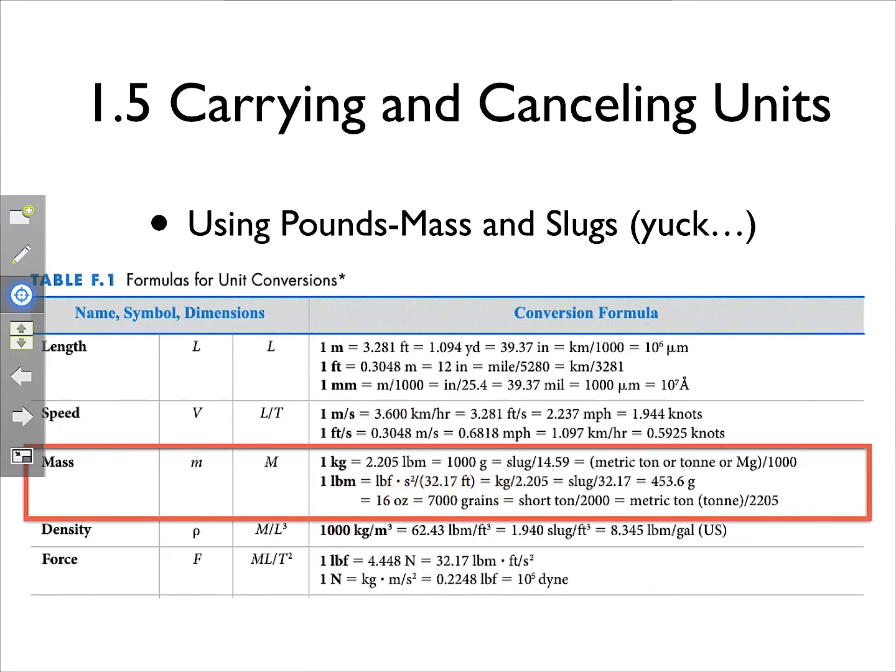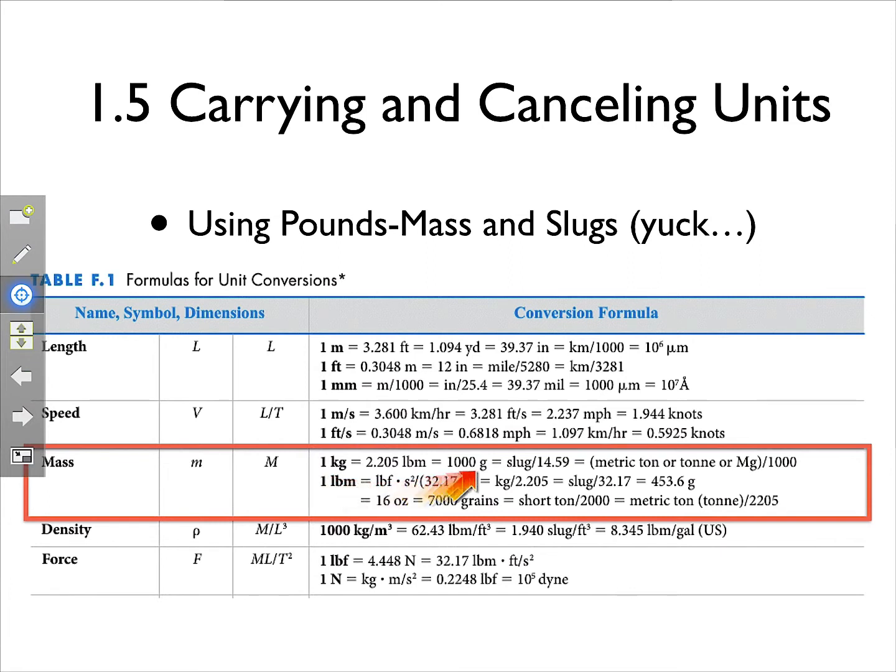And so we need to be able to convert between SI and traditional units. This is fairly easy to do if we stick to the grid method and stick to the conversions. So if you're trying to convert 1 kilogram to a pound force, you're going to use this conversion factor right here.